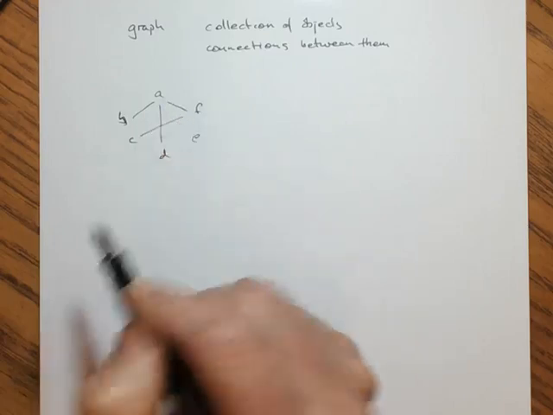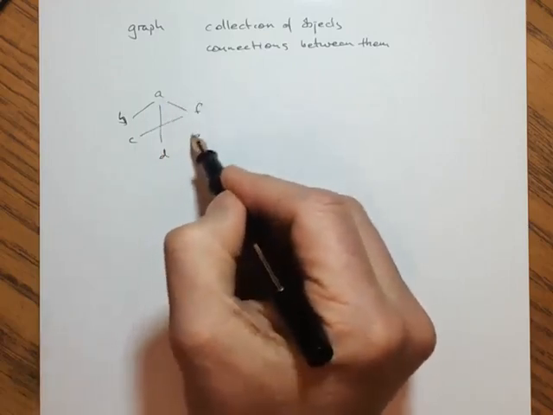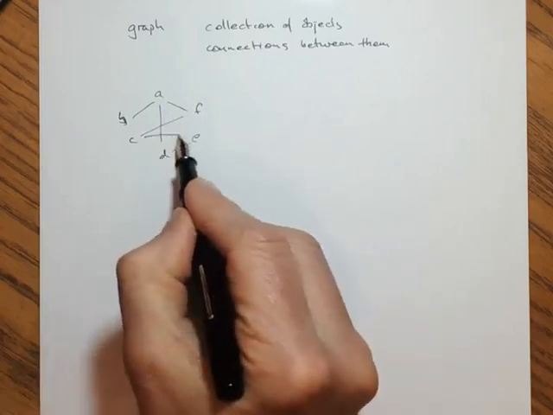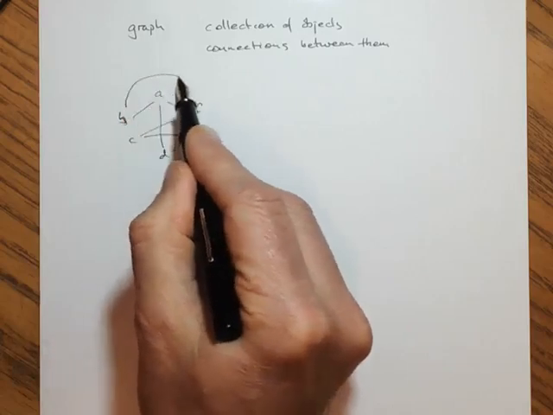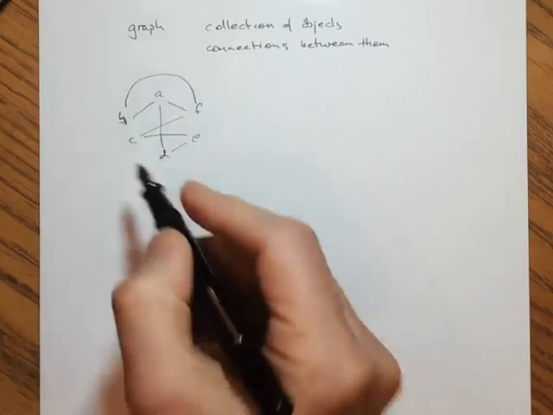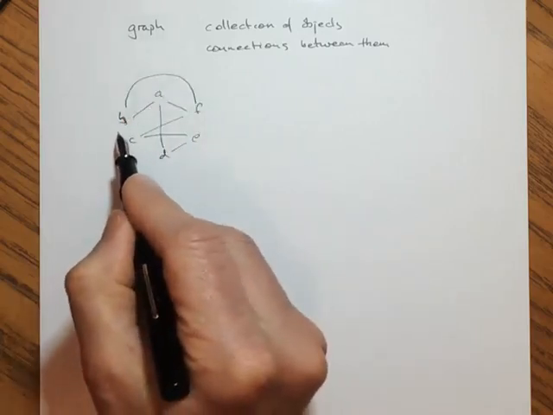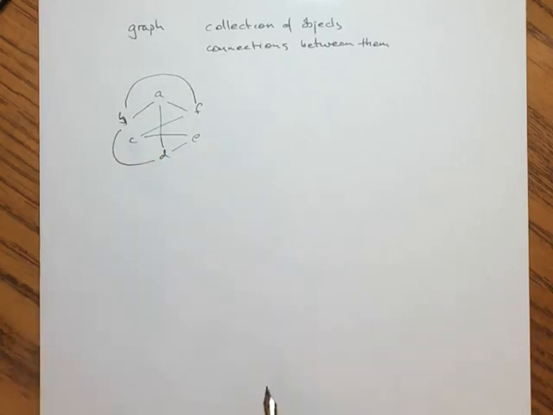C is connected to F, D is connected to E, C is connected to E, let's see, maybe B and F are connected that way, and maybe also B and D are connected that way.